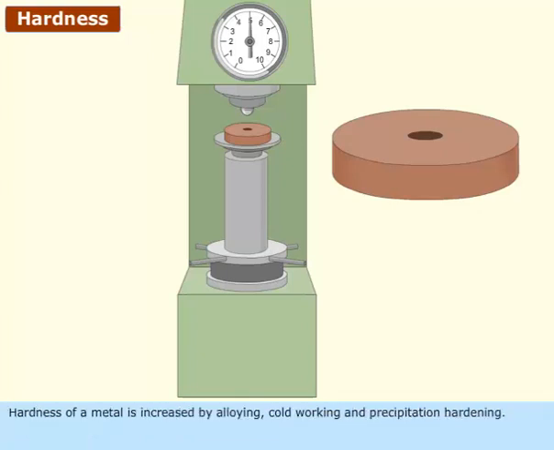Hardness of a metal is increased by alloying, cold working, and precipitation hardening.